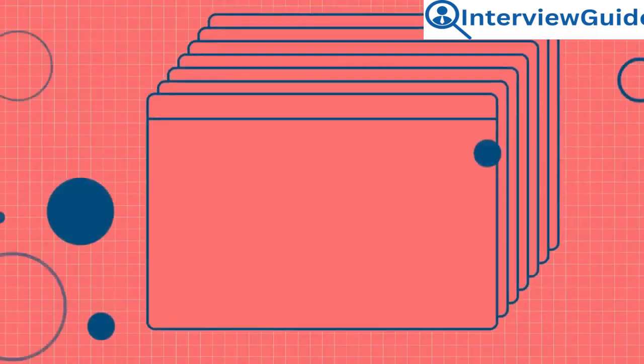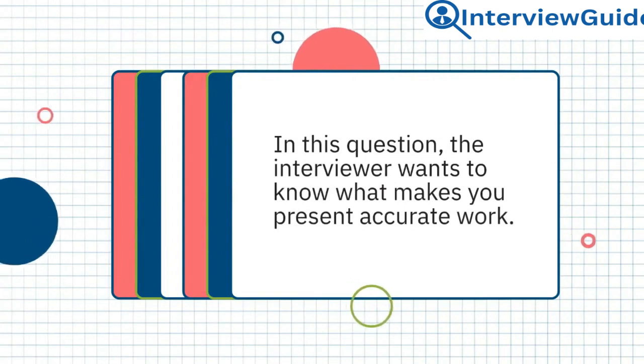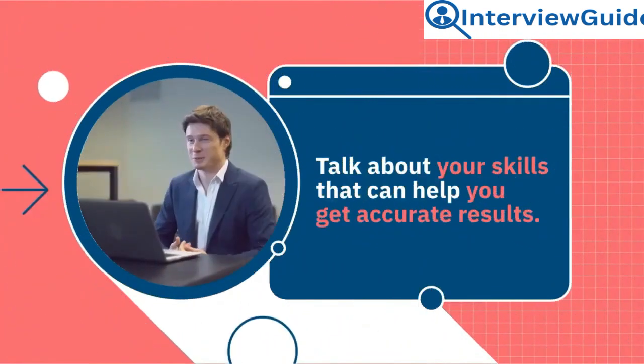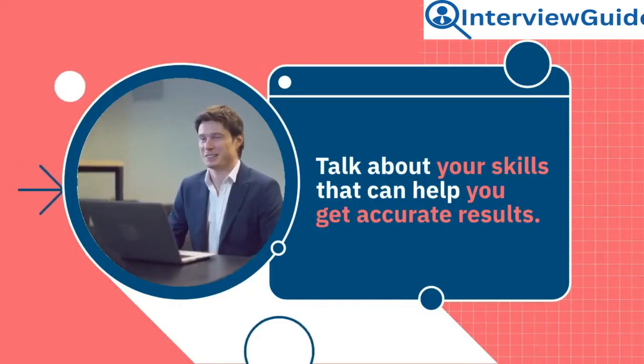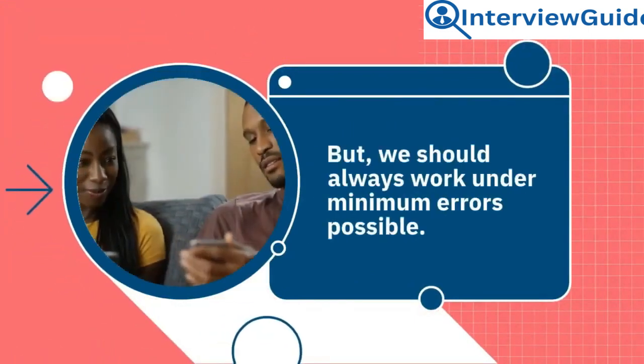16. How do you ensure no mistakes are made? In this question, the interviewer wants to know what makes you present accurate work. Talk about your skills that can help you get accurate results. Sample answer. As we all know, to err is human. But we should always work with the minimum errors possible.